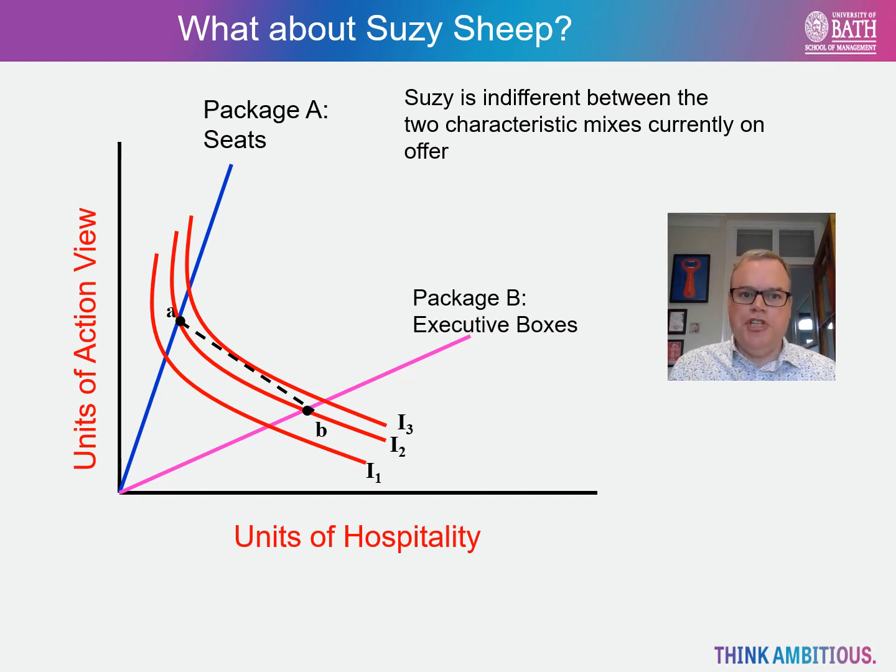But what about Susie Sheep, you may ask? Well, as you can see, given the set of prices, her income and preferences, she is indifferent between points A and B. She would, though, prefer to be on a higher indifference curve, say I3, and enjoy a package that is in between package A and package B. But what can she do? How can the football club accommodate her?